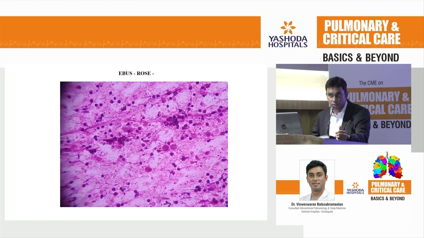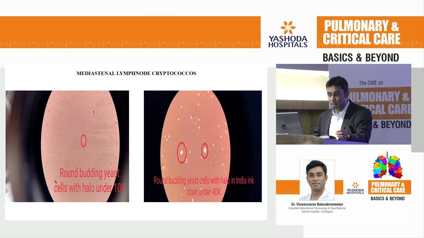So we did EBUS, and on EBUS, the pathologist saw this specimen. Anybody can say what you are seeing? These are nothing but yeast cells which are found in the EBUS. And when you did the India ink stain on the EBUS material, you get the classical cryptococcus. These are extremely rare presentations of cryptococcus, which presents as a mediastinal lymphadenopathy.